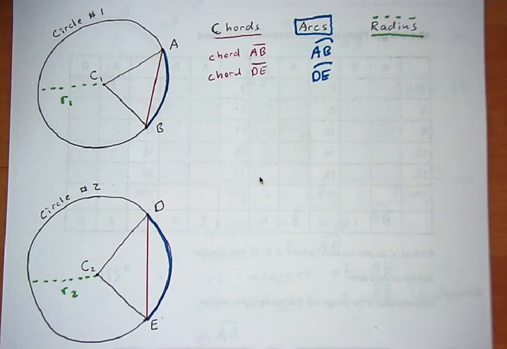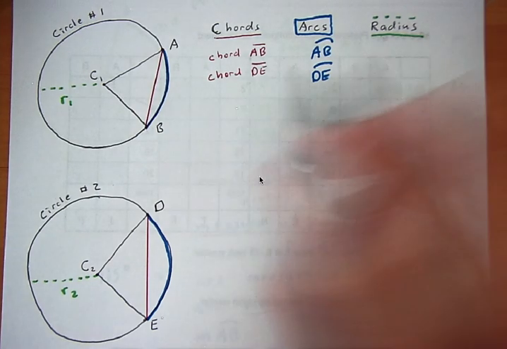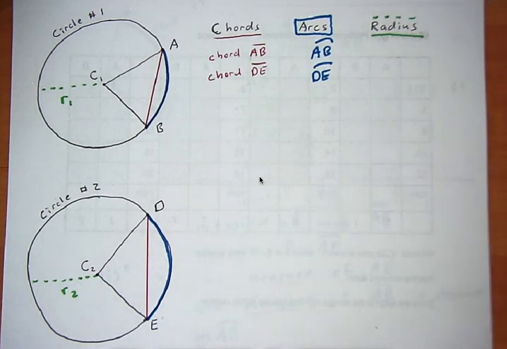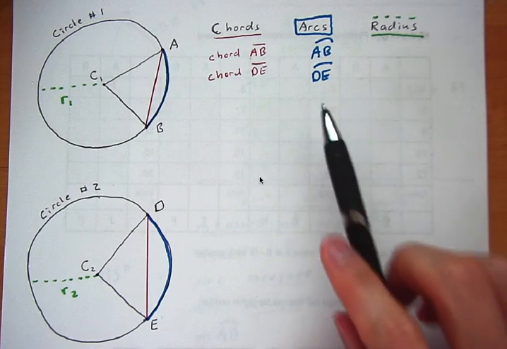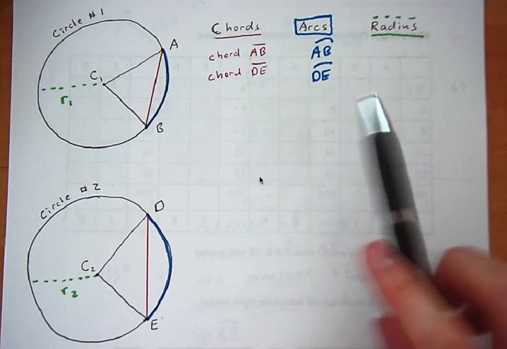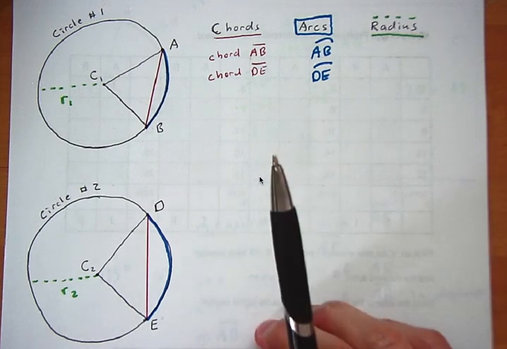there is a theorem that relates these three things. And it says that if you can prove any two of them are the same, then the third one has to be the same as well.